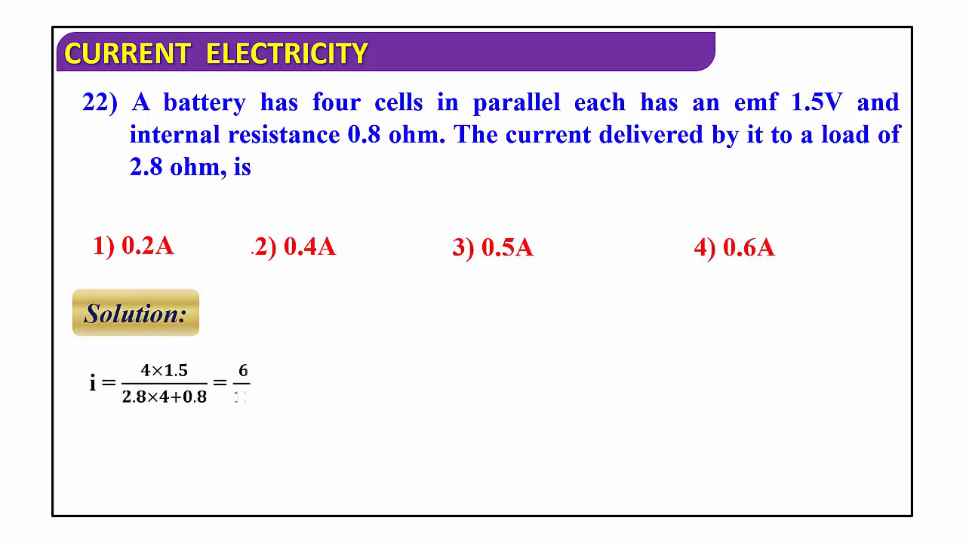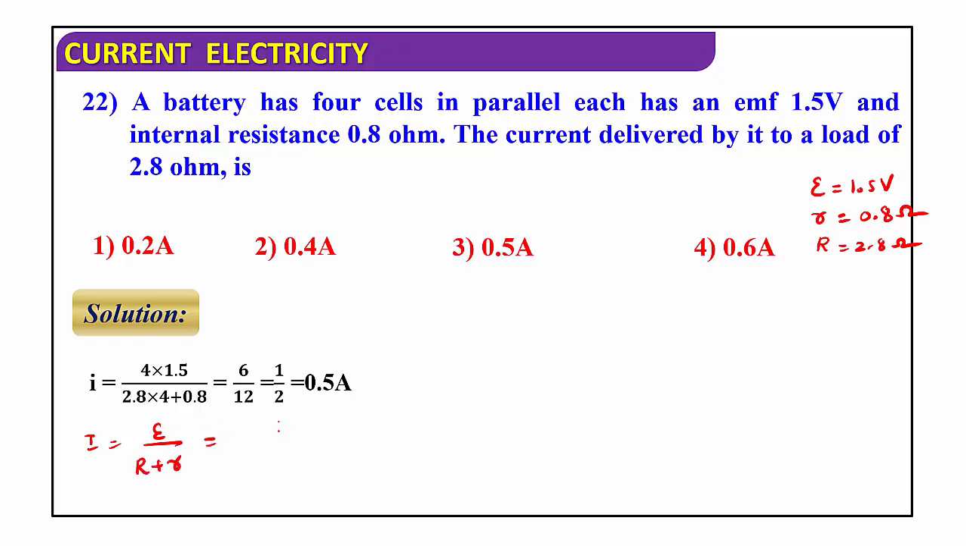Come to the solution. Yes, a battery has 4 cells, each of EMF 1.5 volt. See here, first we can go to the given values. EMF is how much? 1.5 volt. Internal resistance is how much? That is 0.8 ohm. Current delivered by it to the load 2.8 ohm. Is it clear? These are the givens. What is the formula? I equal to E divided by R plus r. This formula we can use.